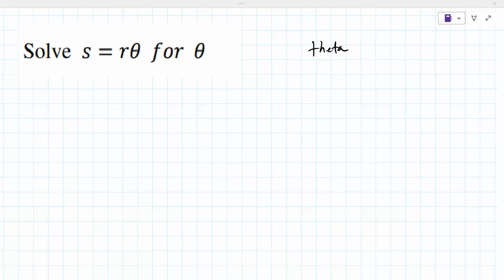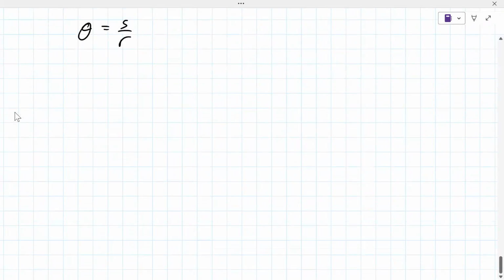Oh, I'm solving for that. That's okay. Theta equals S over R. Very good. All right, so here's another one to try.